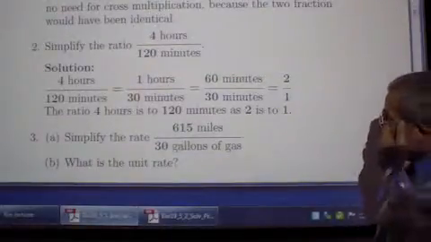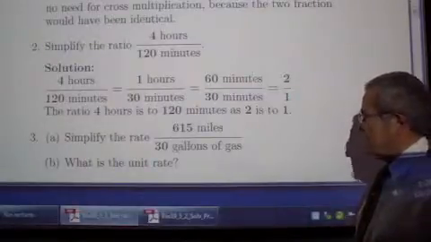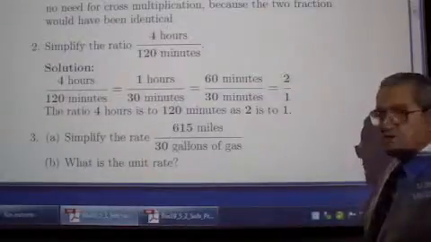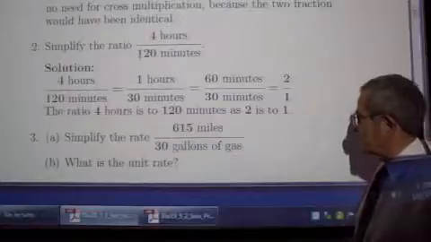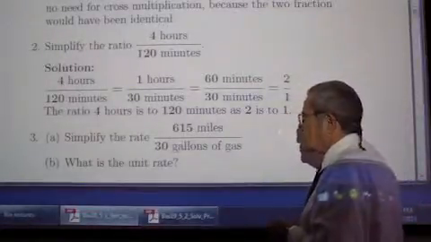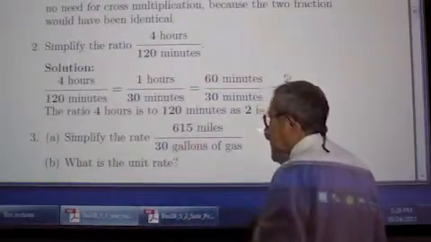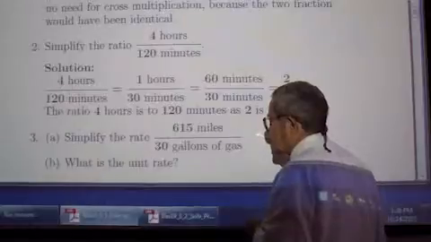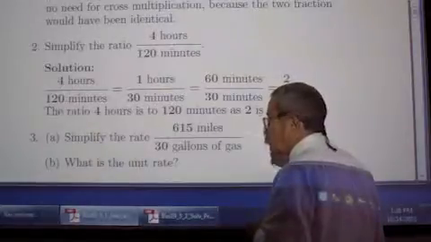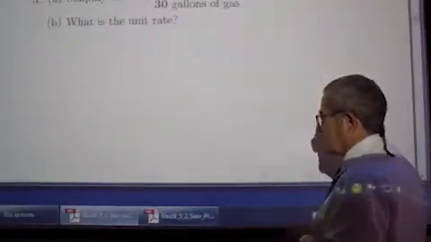Simplify 615 miles per 30 gallons of gas. What is the unit rate? Rate, the units are different. Can you reduce this? You can. You can divide by 5. You can divide by 3. You can divide by 15. You cannot divide by 2. Okay.